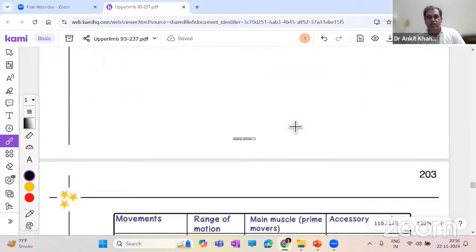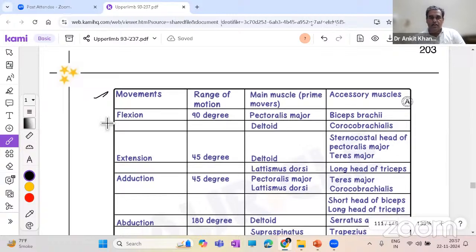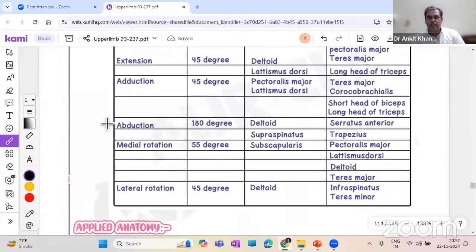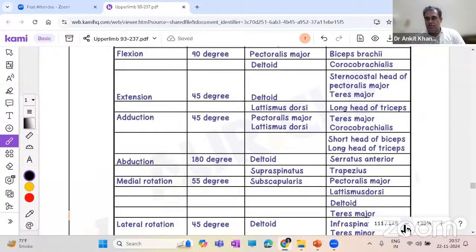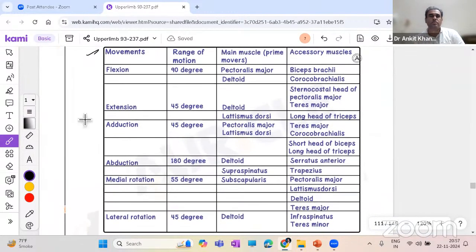What muscles are involved is something over here. This table is going to help you a lot. Let us go through this table at least, then we'll come to the applied anatomy. It is important, so I will go through this table. It comes in the questions. We'll see the muscles also. Flexion is this movement. So muscles attached anteriorly will help in flexion. What are the main muscles?